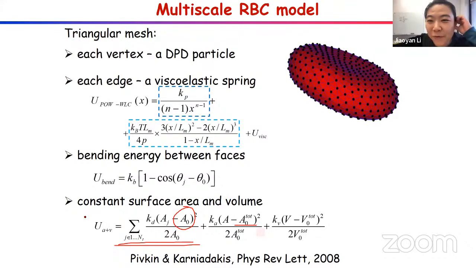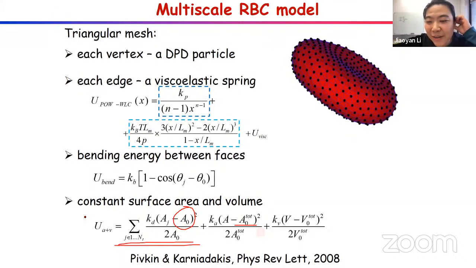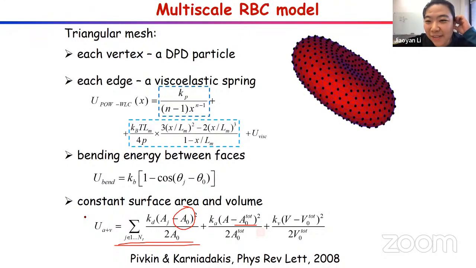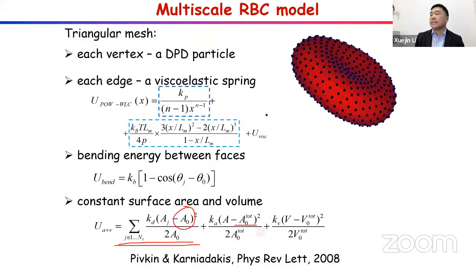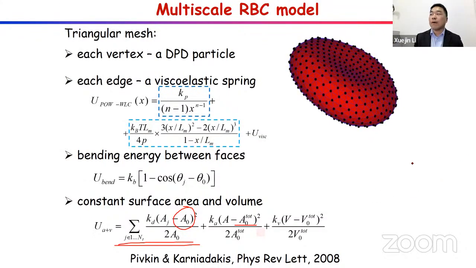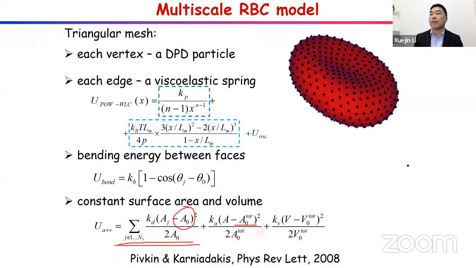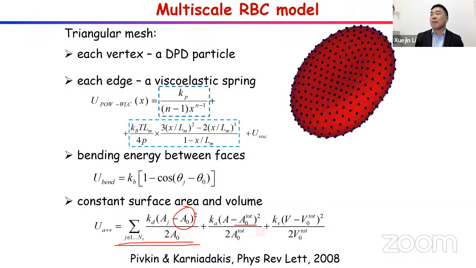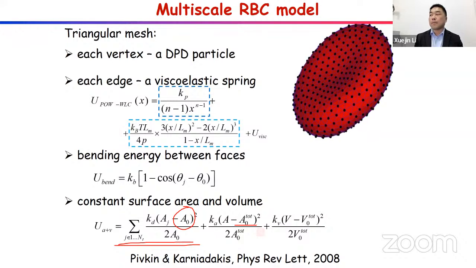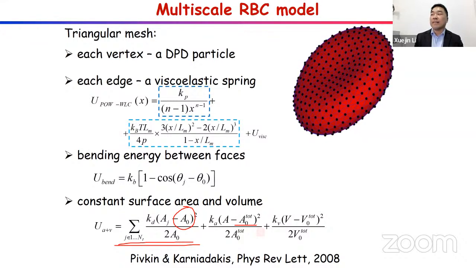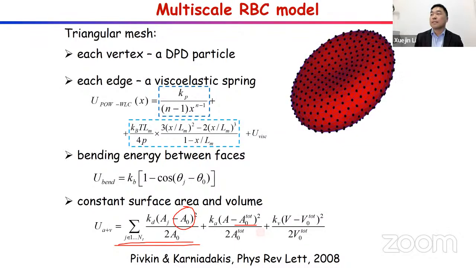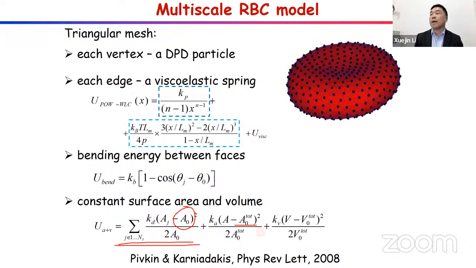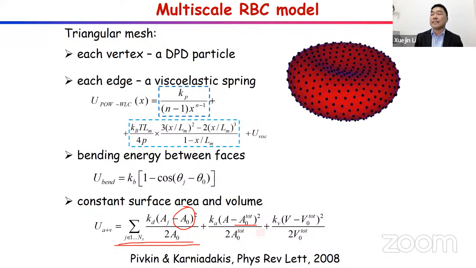I see. To be specific, for the model that you are showing here, how many particles and elements do you use? In this video, we just use I think 500 DPD particles, just 500 vertices on the cell membrane. It's a coarse-grained cell model, but we also have a finer resolution of the cell model. For example, we can use more than 20,000 particles for the RBC.